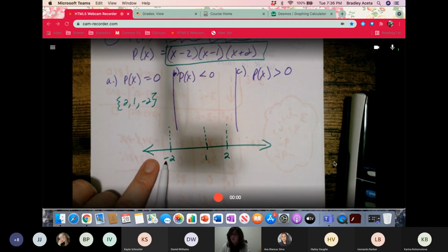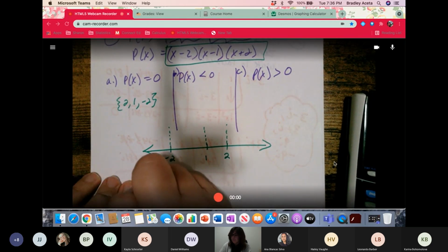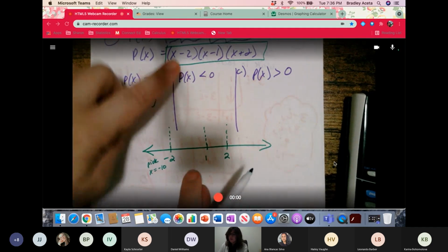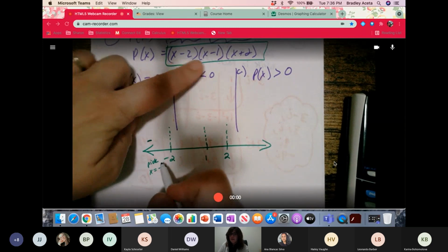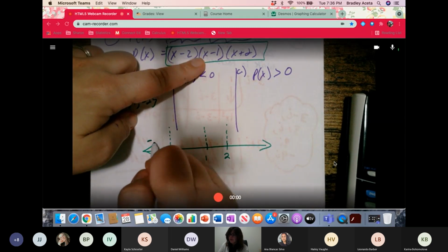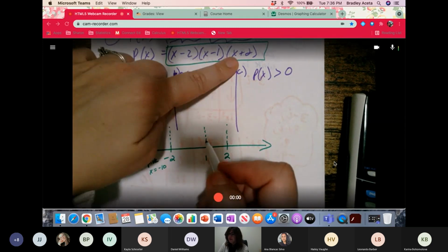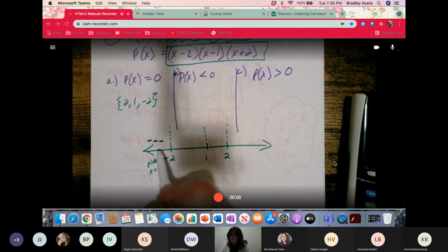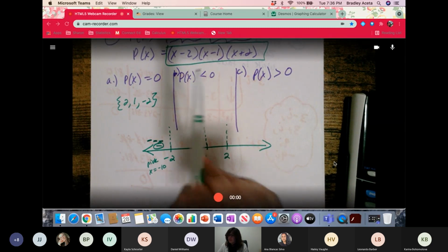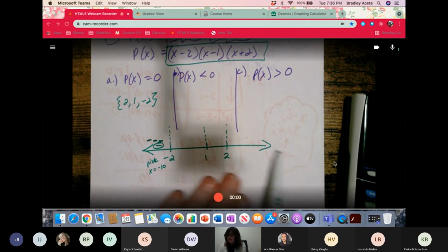So pick a number that comes before negative 2. I don't know, pick x equals negative 10. I always like to pick negative 10. So negative 10 minus 2 is negative. Negative 10 minus 1 is still negative. Negative 10 plus 2, still negative. 3 negatives, keep it negative. Let's do this one. We're just gonna do them all, and then we'll answer this question.